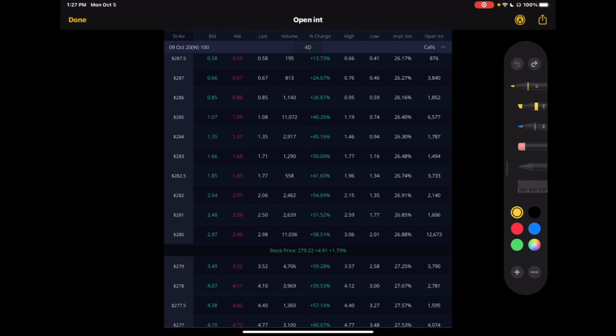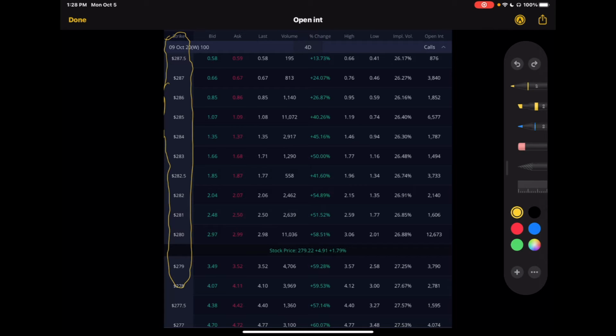You'll see labels pop up on the screen. First we'll be talking about the strike price. Strike price is right here. As you can see, all of the parts of the option chain are labeled right at the top, so you'll never have to guess which is which.